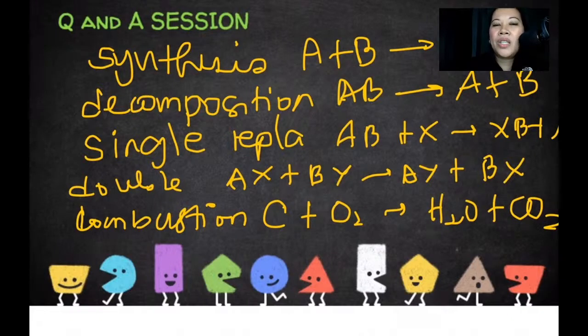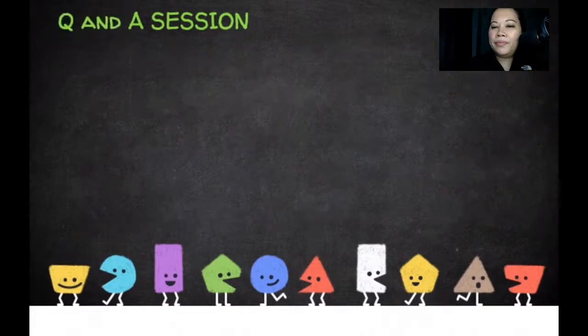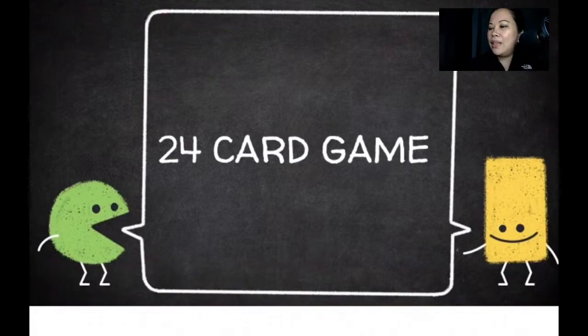Okay, any questions so far? Before we play Kahoot. Oh, I think we'll only play the 24 card game. So if there's no question about the different types of chemical reactions, we proceed with our game.